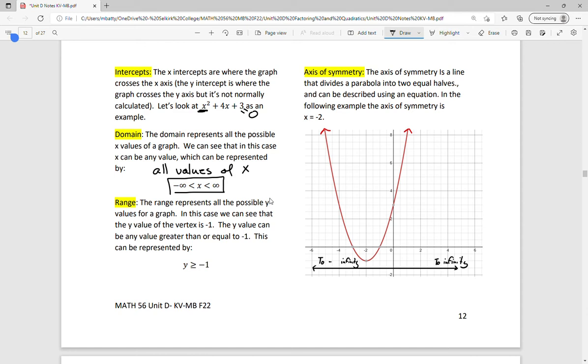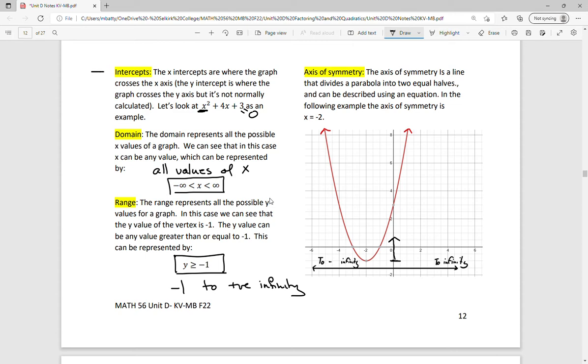The range on this thing is just going to be on the y-axis. On the y-axis, we're stuck at -1 to positive infinity. Or you could put it as an inequality statement and write it like that. Either way, it's the same concept that we're talking about.